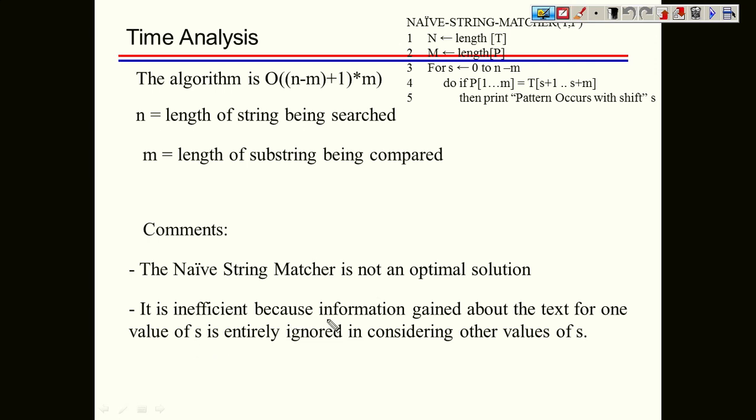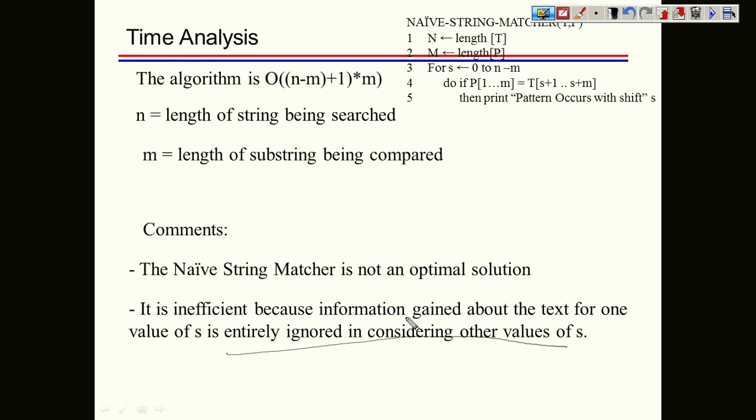It is inefficient because information gained about the text for one value of s is entirely ignored in considering other values of s. Now this is the major drawback of this approach, and because of this the algorithm is said to be very costly. Whenever we are matching every character in the pattern with the text, and after all our effort of matching, if an unmatched character is found, then we take it as an invalid shift, and then we move our pattern one position and start the process again. This is what makes this algorithm costly.